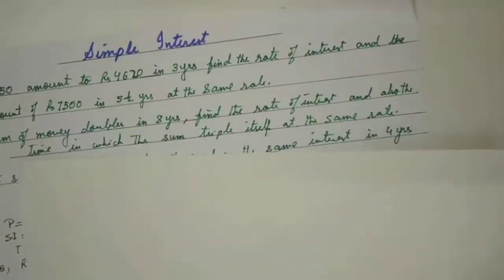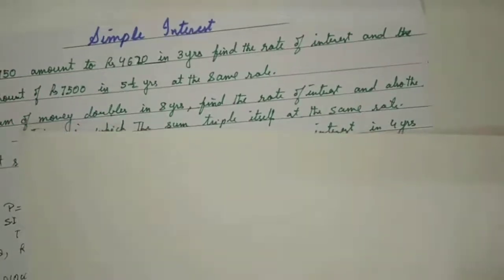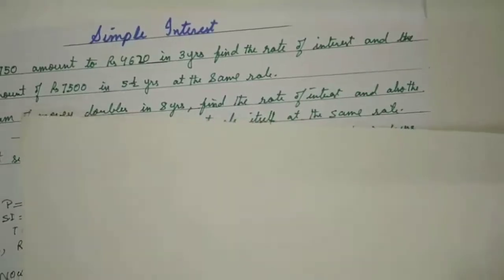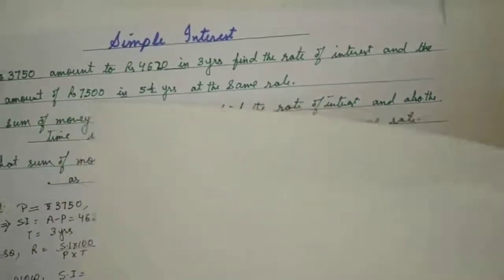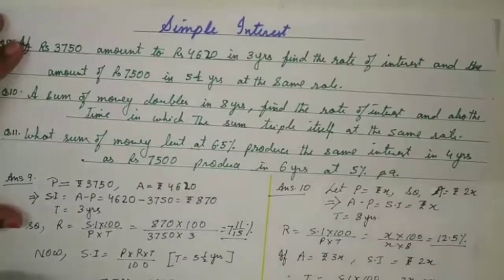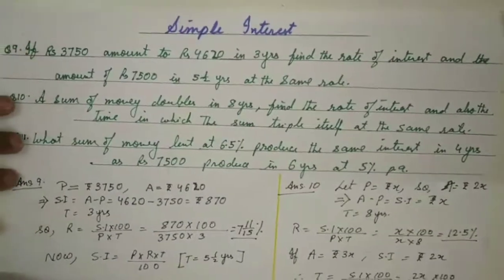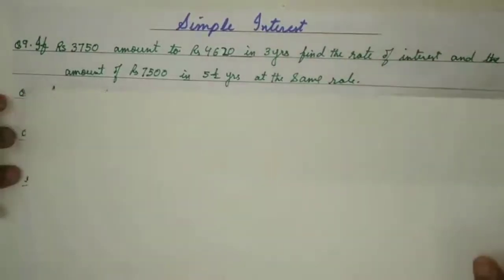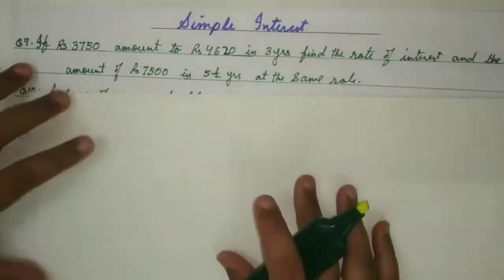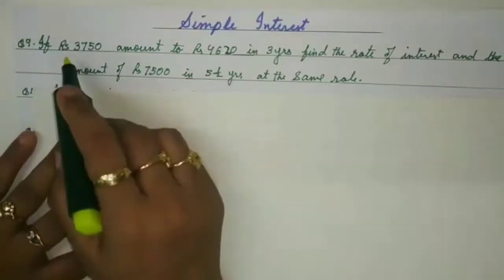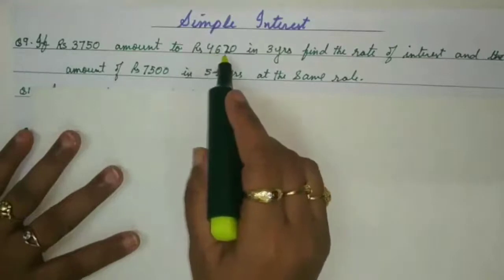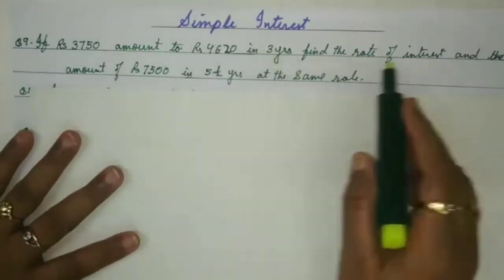Okay, now children, always see that you read the question very nicely. You write down whatever is mentioned in the question, because that is very important. Once you write whatever is given in the question, finding out becomes easy for you. So let's take one by one. First question is that if rupees 3750 amounts to rupees 4620 in 3 years, find the rate of interest.